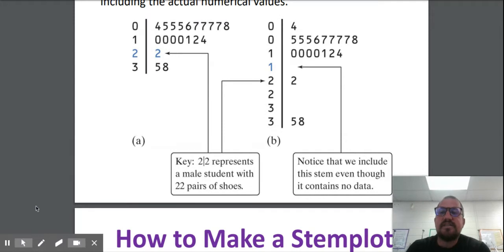And we do include a stem even if there's no numbers there. So you can't just skip a stem. For instance, if there were no numbers in the 20s, you still write that stem there to show that there's a gap. So you don't just skip it. If you skip it, then your graph is not going to look correct there.